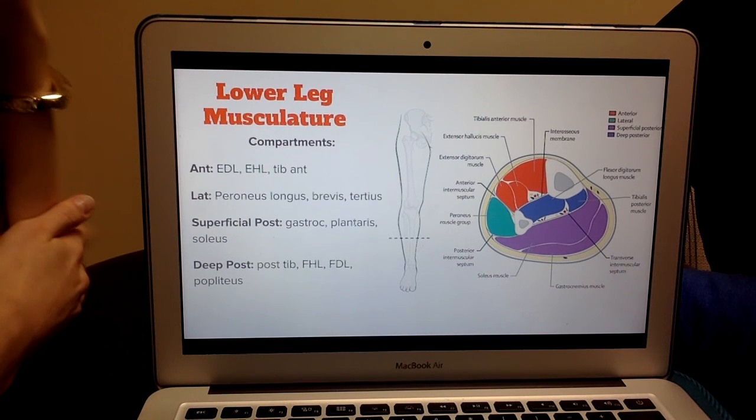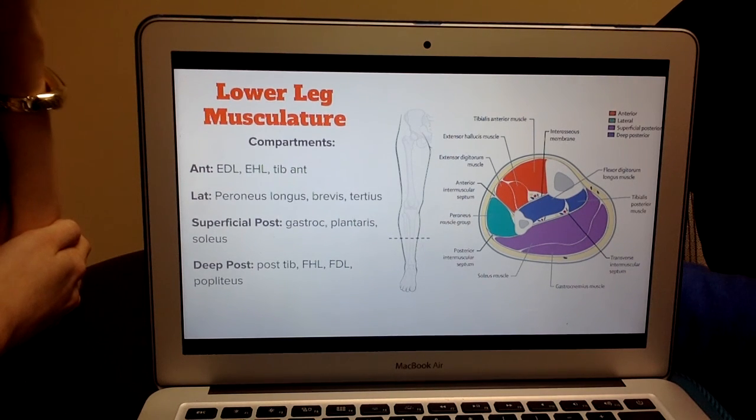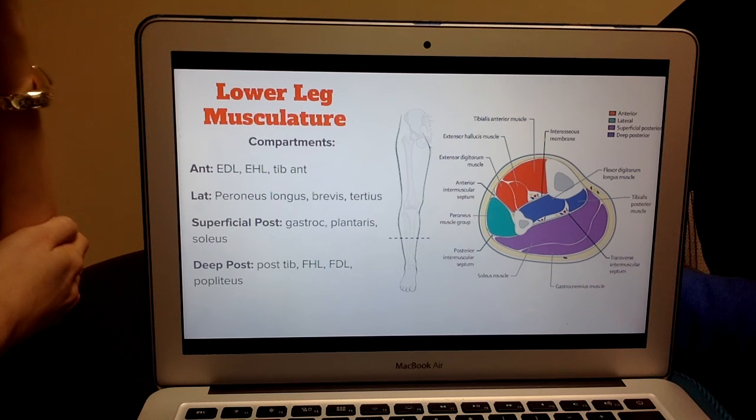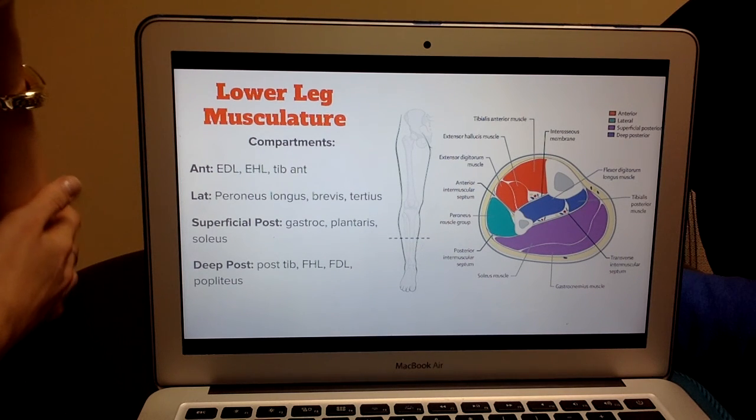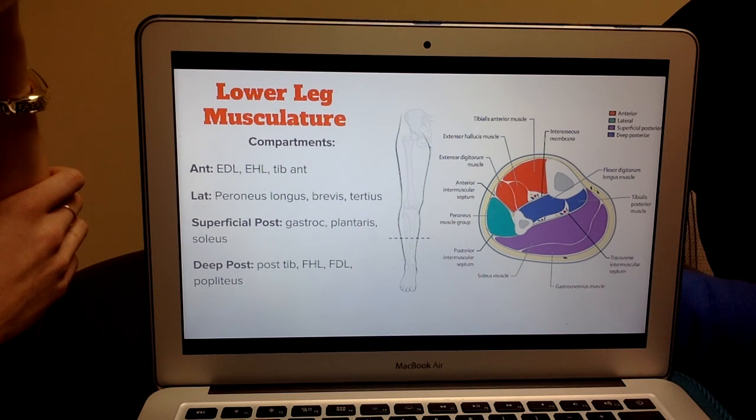Lower leg musculature. There are 4 compartments that are encasing the muscles within the lower leg. The first compartment is the anterior. It contains the extensor digitorum longus, the extensor hallucis longus, as well as the tibialis anterior. The lateral compartment contains the peroneus longus, brevis, as well as the tertius. The superficial posterior, that's the gastroc, plantaris, and soleus muscles. And then the deep posterior is the posterior tibialis, the flexor hallucis longus, the flexor digitorum longus, and the popliteus. And there's a picture where you can see the different musculature and where they lie.